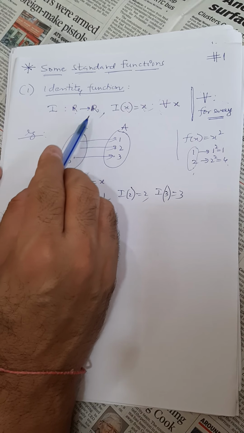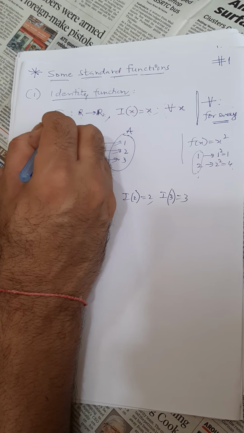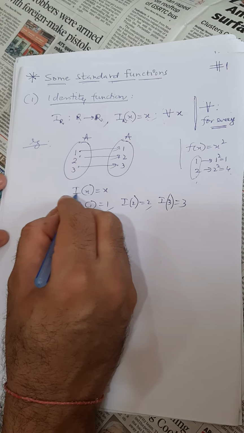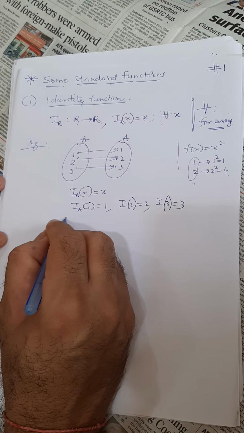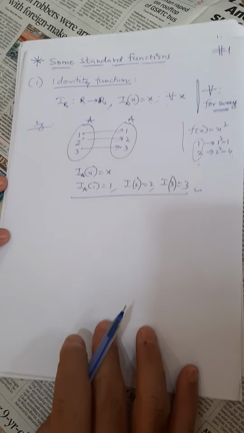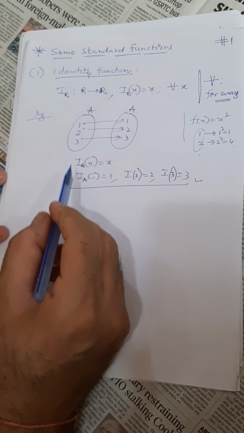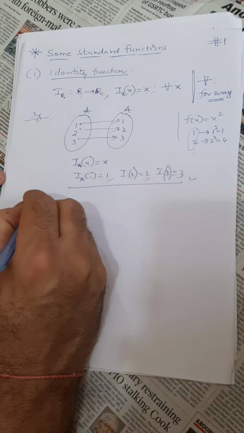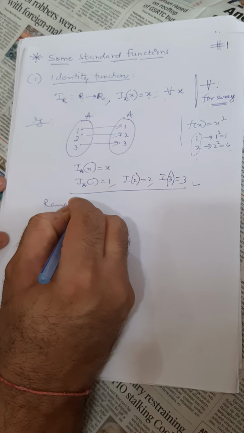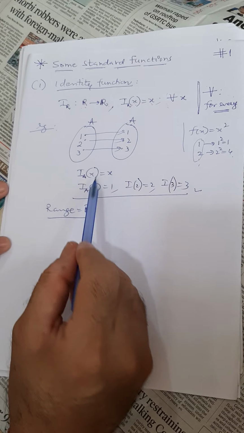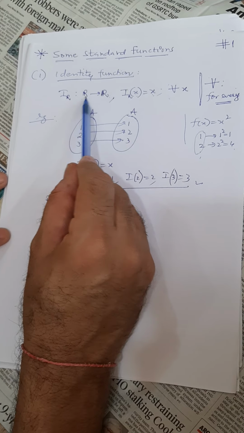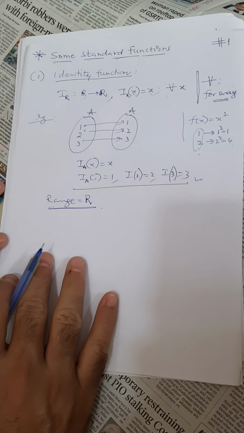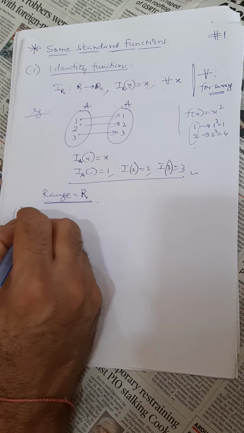If it is a function from R to R, then sometimes it is written as I_R. Here it is a function from A to A, so we write I_A. Identity function, remember. That's one. Here you can see that the range would be the domain itself. Range of this function would be R, because if I pick up every member, then the image will be itself. So range will be R. That is one. Second, we go to constant function.